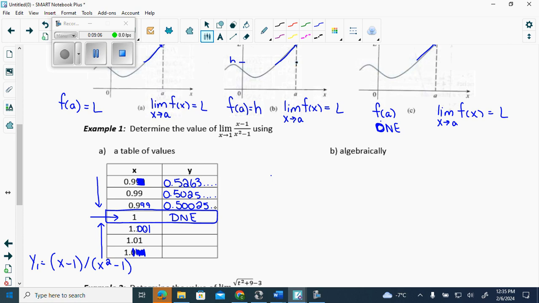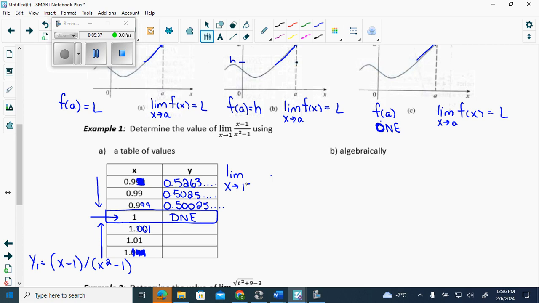And I get 0.50025. What do you think it's getting closer and closer to from the left? What y value do you think this is getting closer to? 0.5, right? So we can say the limit as x approaches 1. This is from the left, right? 0.99 is from the left. So we go from the left. From the left is just a little sideways line. That's how we say left.